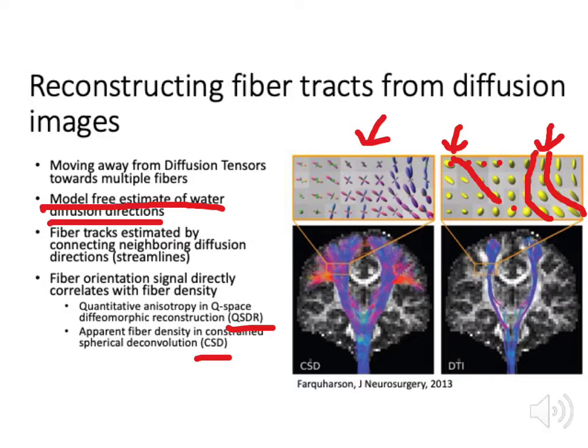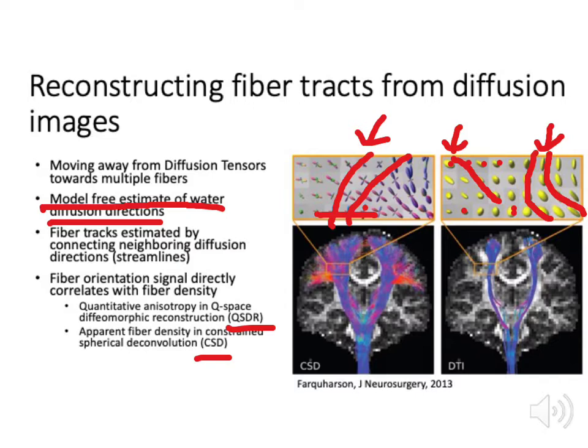So 2, 3, 4 directions. As you can see in voxels like this one and this one, the modern techniques allow us to reconstruct crossing fibers as well as the dominant fibers, and leads to greater accuracy.